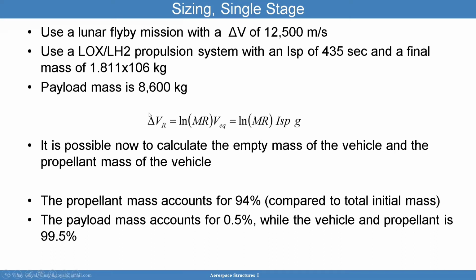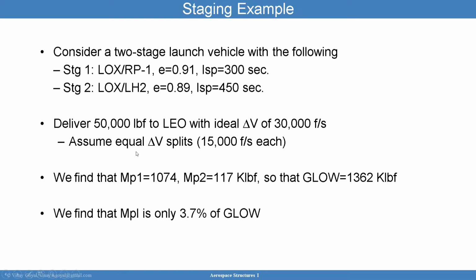So the propellant mass accounts for 94% of the total mass, and the payload mass accounts for 0.5%, while the vehicle structure is about 5.5%. So this is quite straightforward.